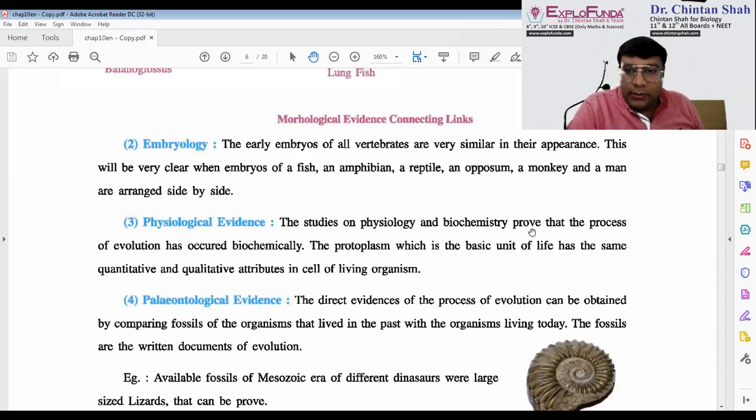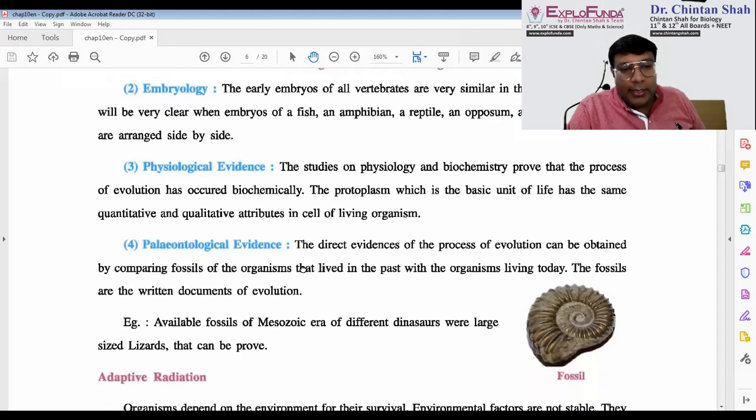So the studies on physiology and biochemistry prove that the process of evolution had occurred biochemically. The cytoplasm, which is a basic unit of life, has the same quantitative and qualitative attributes in the cells of living organisms. So all organisms have a cytoplasm. Yes. Eukaryotic organisms have a very well developed nucleus. Yes. Amazing. Paleontological evidences. I already told you.